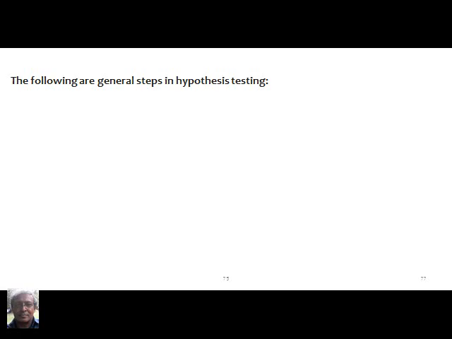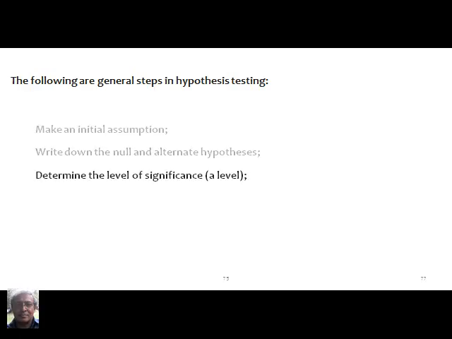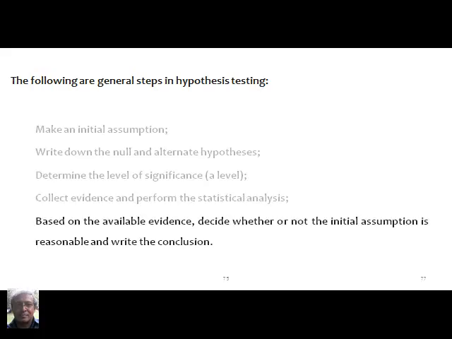The following are general steps in hypothesis testing. Make an initial assumption. Write down the null and alternate hypotheses. Determine the level of significance, alpha level. Collect evidence and perform the statistical analysis. And, based on the available evidence, decide whether or not the initial assumption is reasonable and write the conclusion.